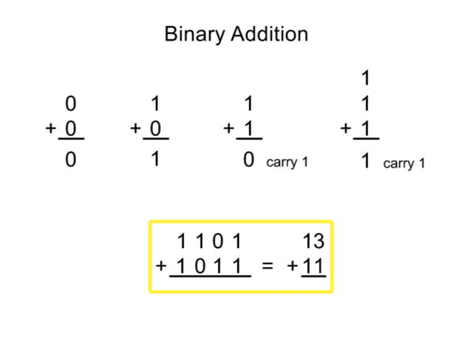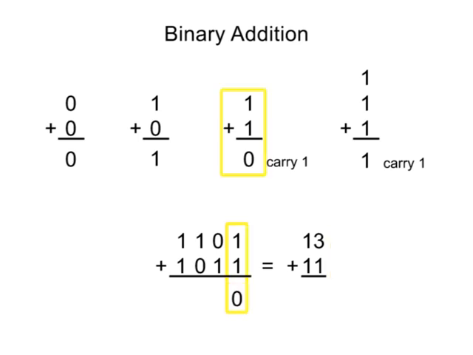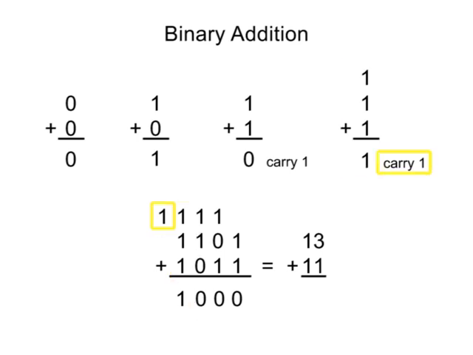Lastly, here is 13 plus 11. 1 plus 1 yields a 0, with a carried 1. 1 plus 0 plus 1 yields a 0, with a carried 1. 1 plus 1 plus 0 yields a 0, with a carried 1. 1 plus 1 plus 1 yields a 1, with a carried 1. The sum is 1, 1, 0, 0, 0, or 24.